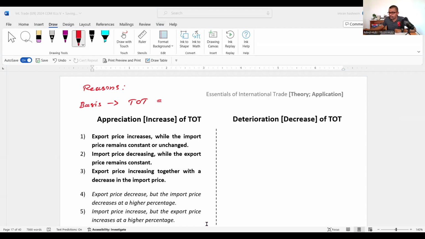Right. Okay. So as I was saying, what is the formula? Terms of trade is export price index divided by import price index multiplied by 100. Basic mathematical logic tells us whenever the denominator value increases, the answer increases. Whenever the denominator value decreases, the answer decreases. Generally, right?